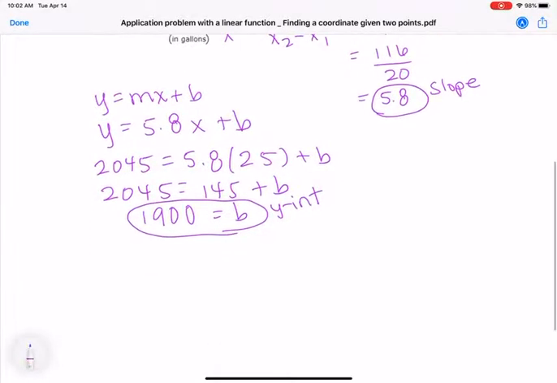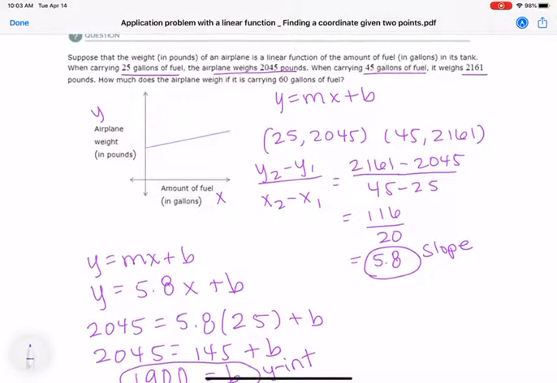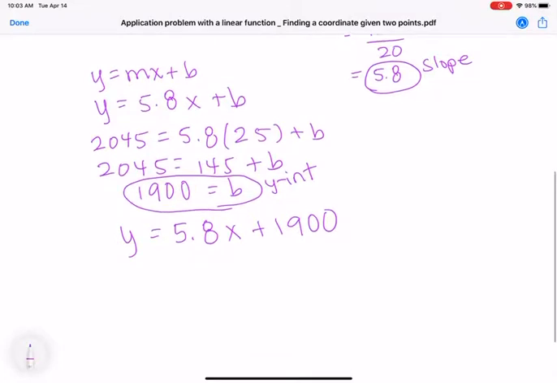So let's keep adding on to it. Now for y equals mx plus b, we have y equals, we know the slope is 5.8, and the y-intercept is 1900. And if we scroll back up, they asked us how much does the airplane weigh if it's carrying 60 gallons of fuel. So remember, gallons was independent, so we'll just plug in 60 for x to figure out what that weight is going to be.